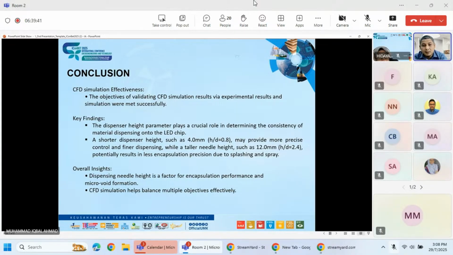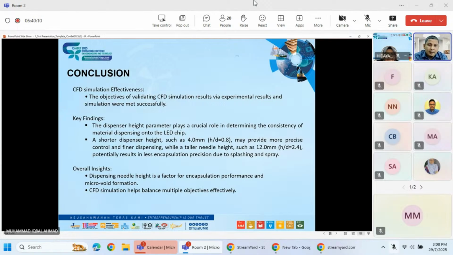The key finding from this research is that the dispenser height plays a crucial role in microvoid deformation. A shorter height, which is 4.0 mm or H/D, dimensionless, 0.8, may provide more precise control in terms of dispensing, while a higher or taller dispenser gives a splash or spray in terms of the EMC situation. So we want to recommend a better height from the design perspective.